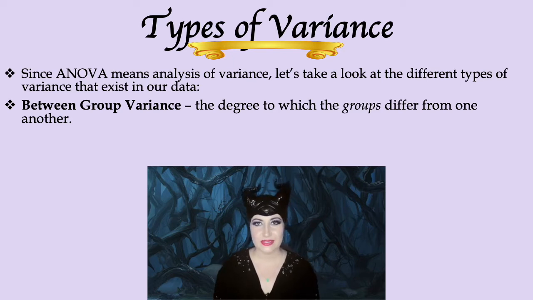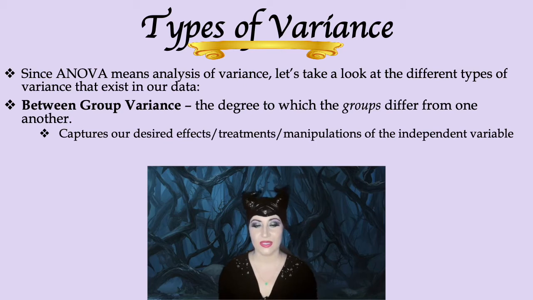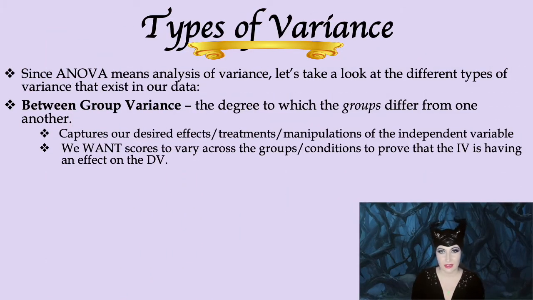This variance captures our desired effects or treatments or manipulations of the independent variable. So the between group variance is going to tell us how the groups differ based on the different levels of the independent variable. We want this variance to be large. We want to see these scores vary, because if they do, then it will show that our independent variable is actually having a significant effect on the dependent variable. In other words, if we see this variance being large, we can attribute the difference to the different levels of the independent variable and not due to chance or coincidence.